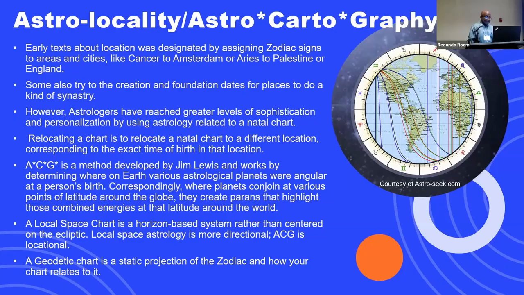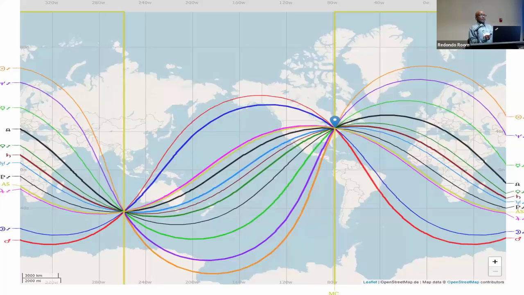The geodetic chart is a static projection of the signs, basically figuring out where your chart fits based on those places on Earth. Let me show you the difference. So this is actually using a local space chart, or it's better said as a local space map.